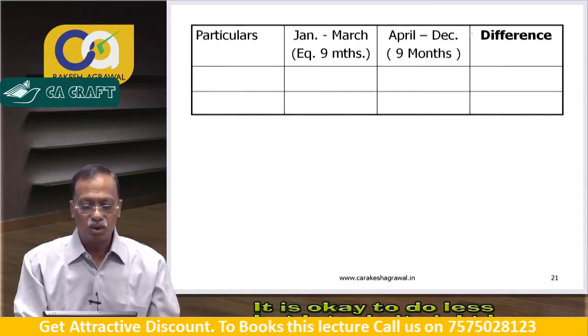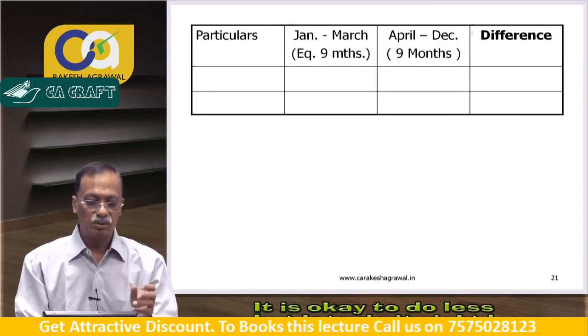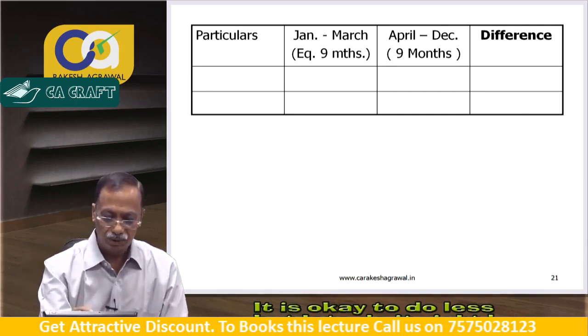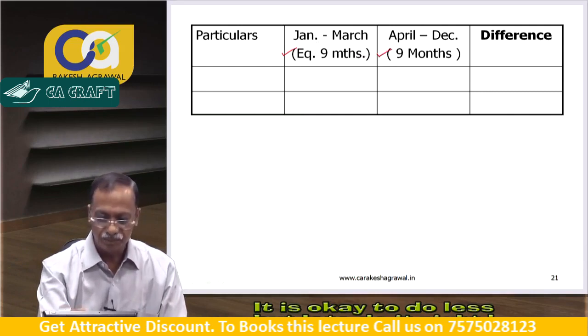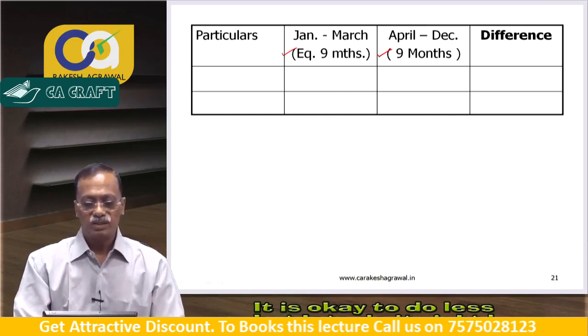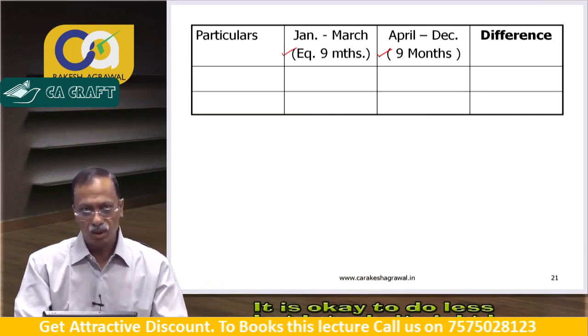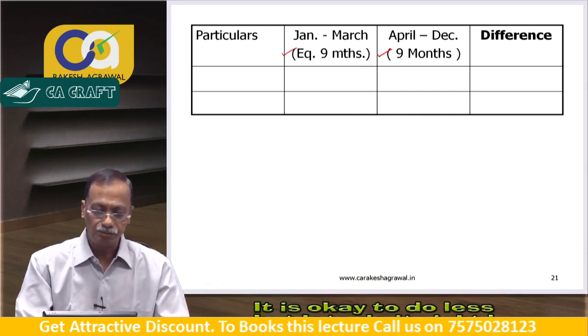Okay, prepare these 4 columns and just 4 lines. Particulars, January to March equivalent 9 months, April to December is already 9 months, and then the difference. Just 4 lines. Ready?